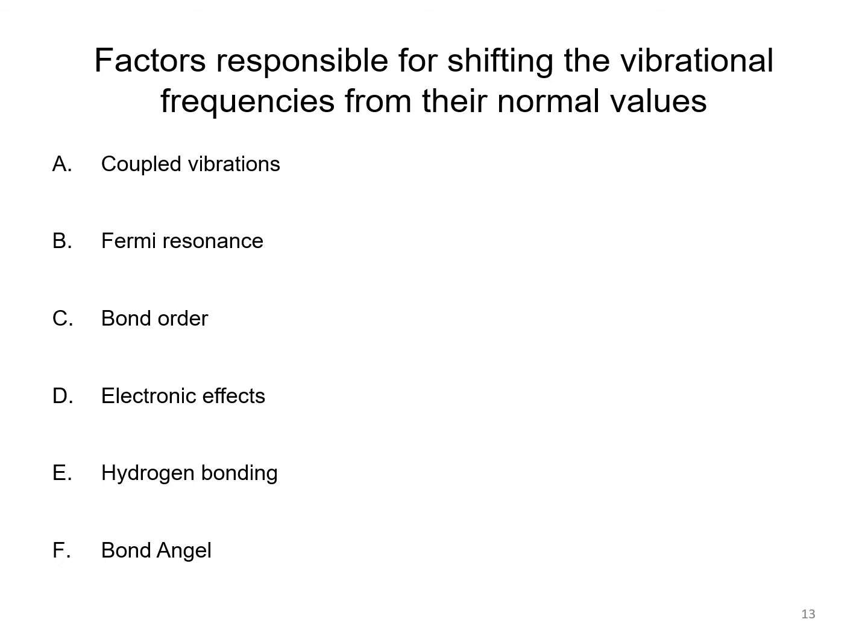Now the main thing: the factors that are responsible for the shifting of the vibrational frequency from their normal value depend on six different things: coupled vibration, Fermi resonance, bond order, electronic effect, hydrogen bonding, and bond angle.